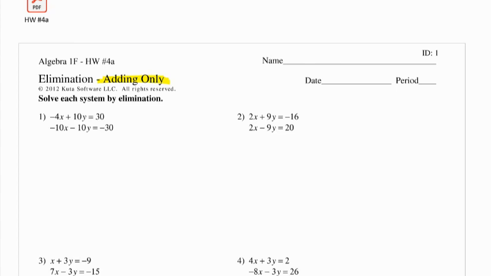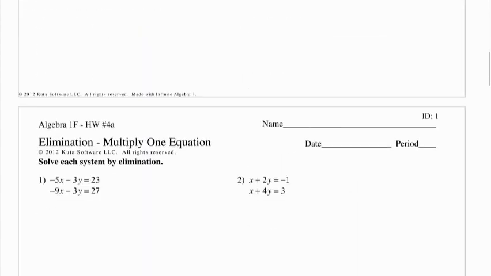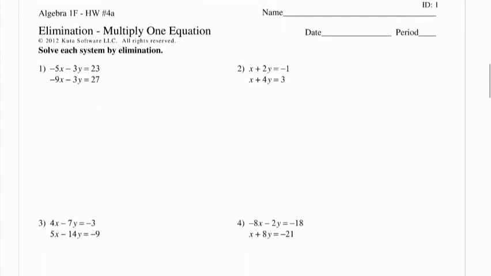It's only adding. When you get to the back of that one, to the next page, notice up at the top it says multiply one equation. So for example, this first one, I see they're both 3's, but they're both negatives. So I'm going to have to multiply one of those by a -1, so I can end up with one positive and one negative, right? Same thing here. They're both 1x, but they're both positive.